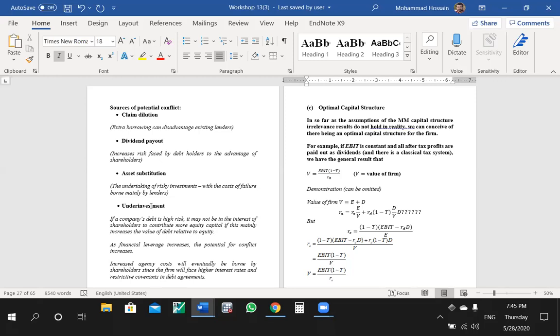Second problem, dividend payout. They pay out a huge amount of dividend, increasing the risk faced by the debt holders, to the advantage of shareholders. Two things happen here. If the managers see that they have taken a loan from a bank, they will pay a big dividend to the shareholders. If they have not taken any loan, they will pay a smaller dividend. They play this game too.